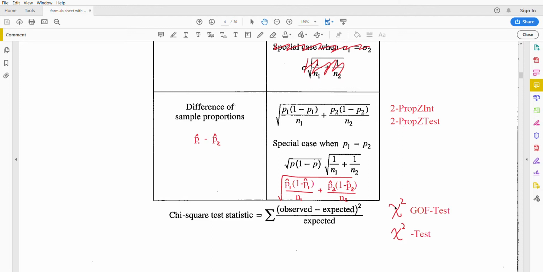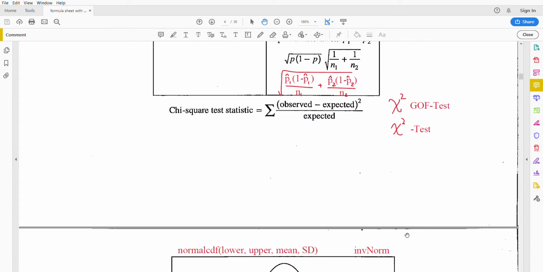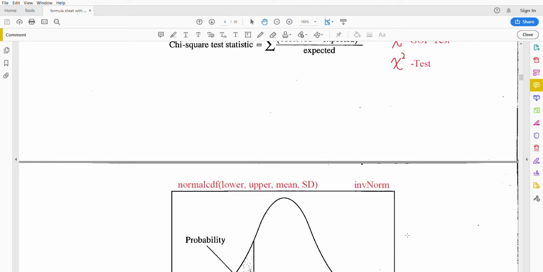For the goodness of fit test, I believe you put the observed counts in list 1, and I can't remember if you put the probabilities or the expected counts in list 2. So you have to look that up on your own. I'm sorry, I don't remember. For the chi-square test, you would use the matrices. So you'd put the observed counts from your two-way table into matrix A, and then you just run the test. So those are the three formula sheets.